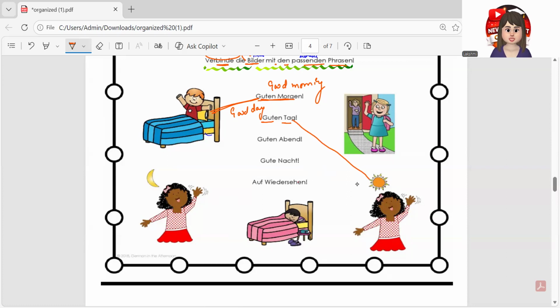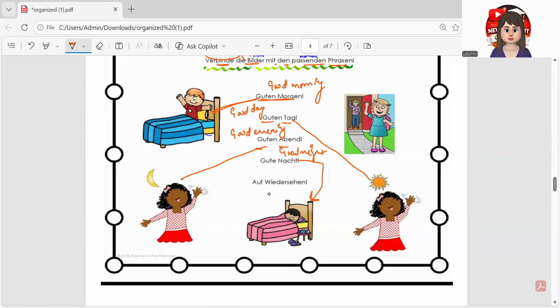This picture will match. Next one is Guten Abend. Now, which picture do you think will match with Guten Abend? Yes, this one is matching with Guten Abend. The moon is there. So Guten Abend means good evening. Now, next is Gute Nacht. Which picture is matching with Gute Nacht? The person is sleeping. So Gute Nacht is called good night.